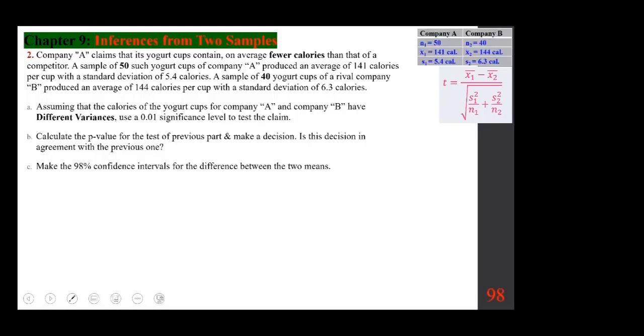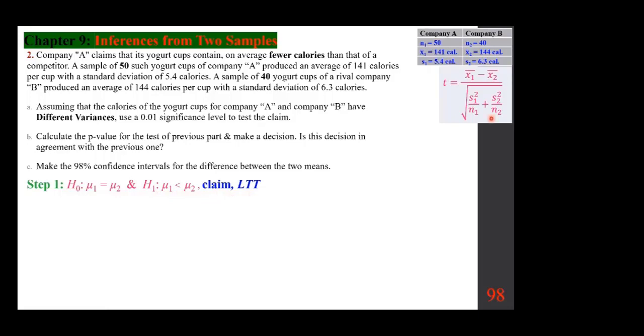Let's make up this table that makes life easier. So we are going to go with Company A as the first group, N sub 1, X1 bar, S sub 1. Same thing for Company B, we're going to go with subscript 2. N sub 2 is 40, X sub 2 bar is 144 calories, and S sub 2 is 6.3 calories. So let's write the given. Starting with the test of hypothesis, H0: mu1 is mu2, and H1: mu1 is less than mu2, making it the claim and the left tail test.